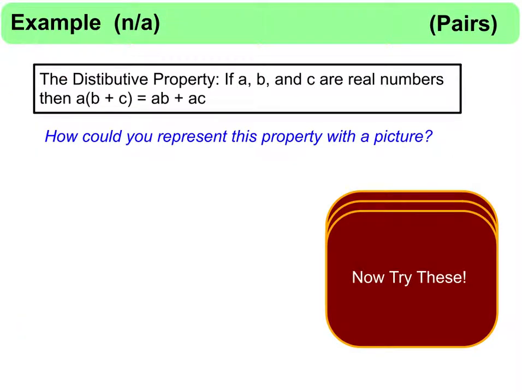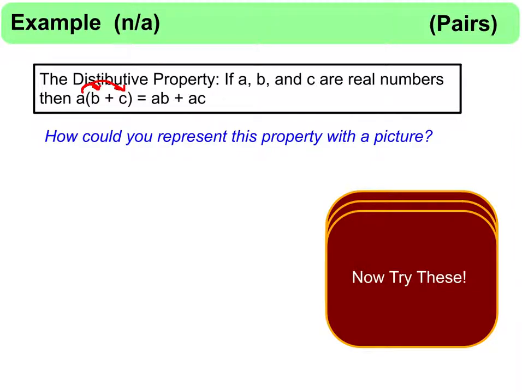So when we look at this idea of the distributive property, by definition it says if A, B, and C are real numbers, then if I multiply A times the quantity B plus C, I'm going to get A times B and then A times C. The way students have typically illustrated this in class is we'll draw a little arrow here to illustrate the A times the B, and then another arrow right here to illustrate the A times the C. But the question in this particular lesson is, how would you represent this particular property with a picture?